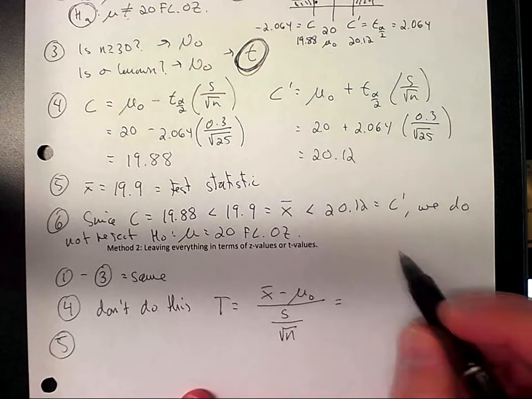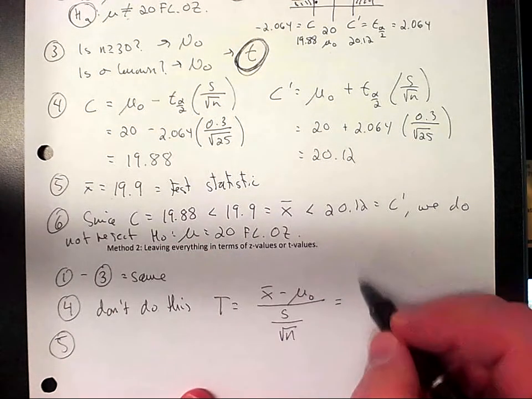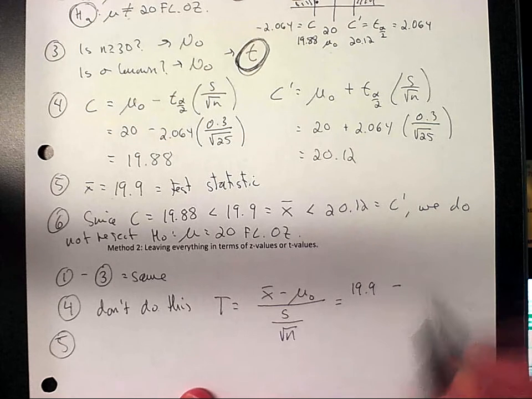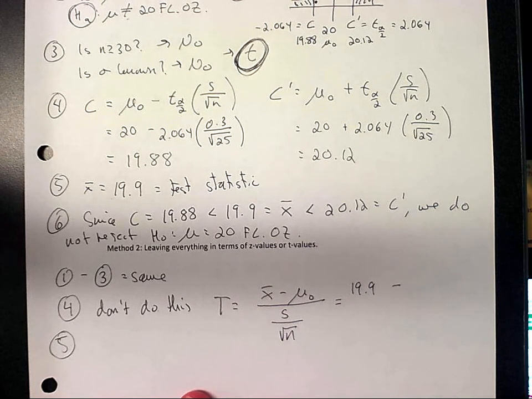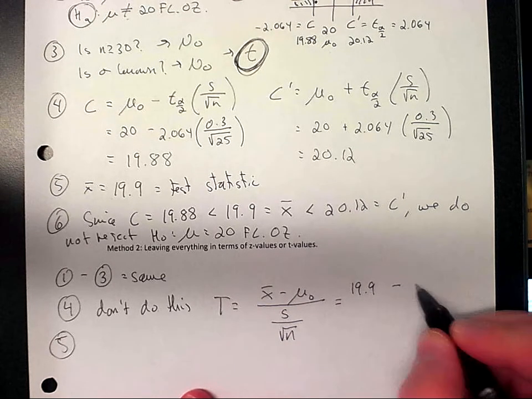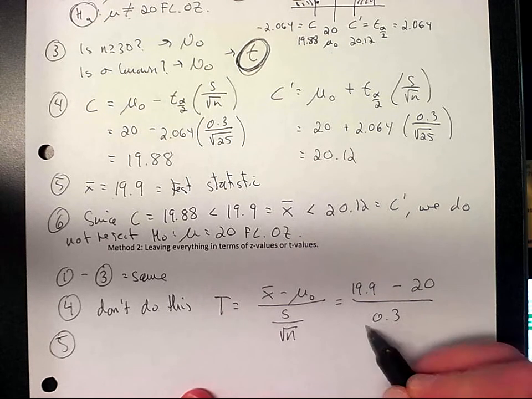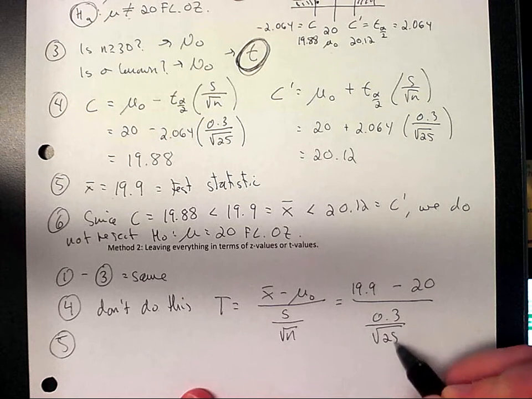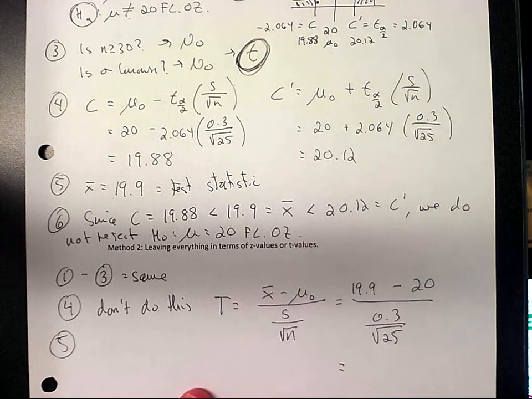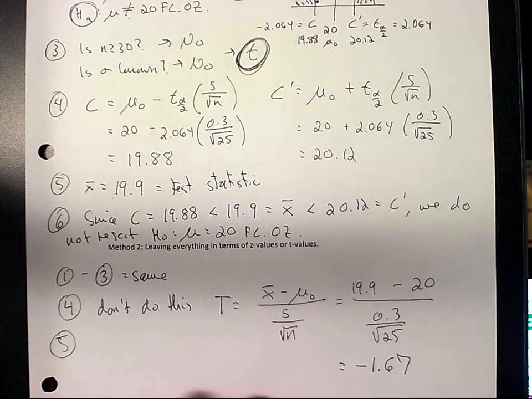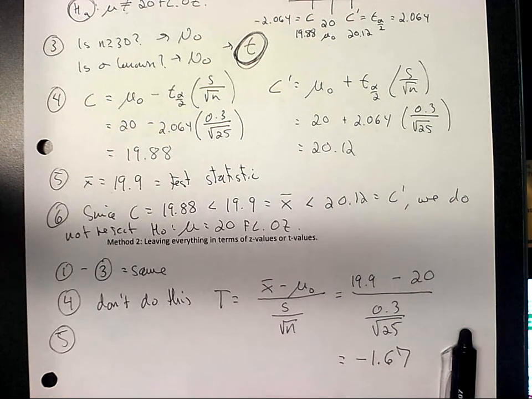If we wanted to plug in values, we still have an X bar of 19.9. Our hypothesized value is what? 20. So mu sub naught is 20. S is equal in this problem to 0.3, and our sample size is still 25. I'll spare you the arithmetic, it comes out to negative 1.67. So now we have a t value of negative 1.67.